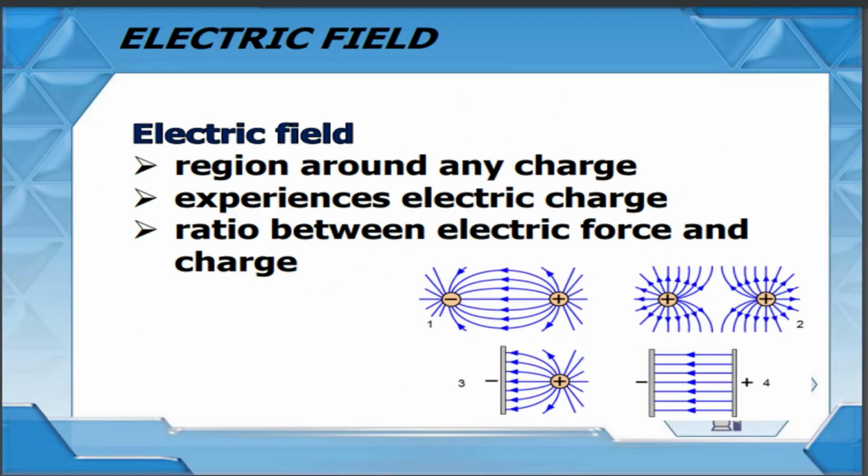To sum up everything about electric field, when we are going to have the definition of it, this is actually the region around any charge and it experiences electric charge. And here, in the definition, we have the ratio between electric force and charge for us to solve for the value of electric field. So therefore, if we're going to put this into a formula, E, which stands for the electric field, is equal to your force over your charge. And we all know that force is in units of Newton, and for charge, we have Coulomb. So the unit of measurement for electric field is Newton per Coulomb.